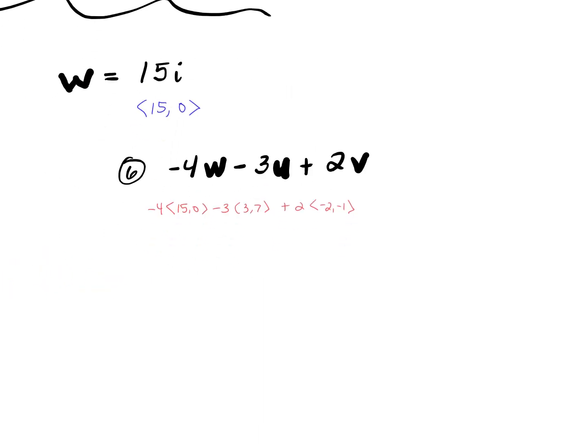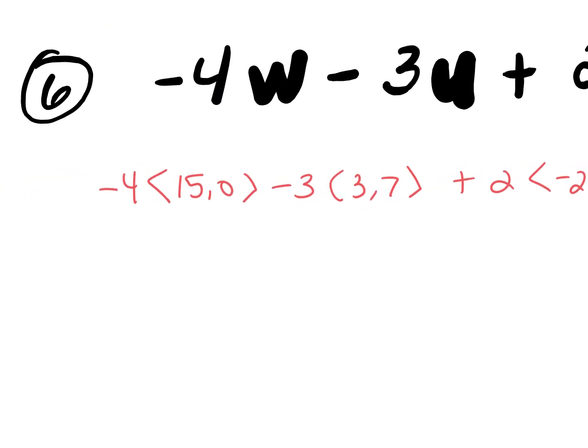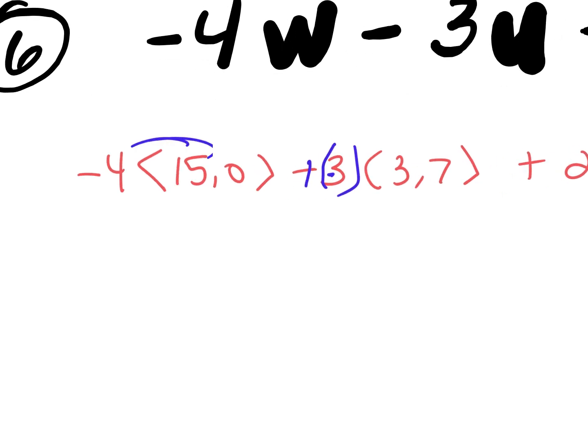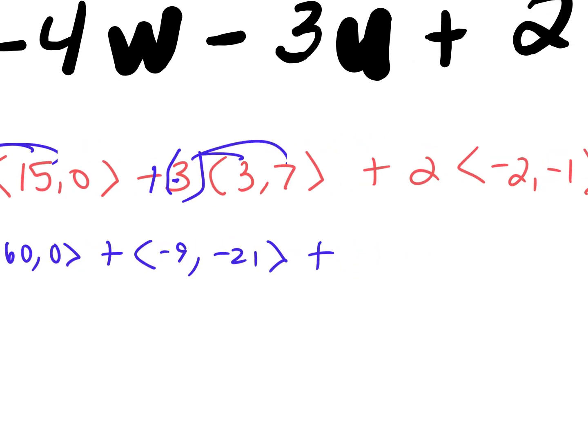Now, there's a couple ways you could do this. I'm going to do it my way first. Are you guys okay if I change this to a plus and then I put a little negative right in front of that 3? Yes or no? Okay. So I distribute. I have negative 60, 0. Plus, what's negative 3 times 3? Negative 9. And what's negative 3 times 7? Negative 21. Plus, distribute: negative 4, negative 2. All right, now we have distributed everything.